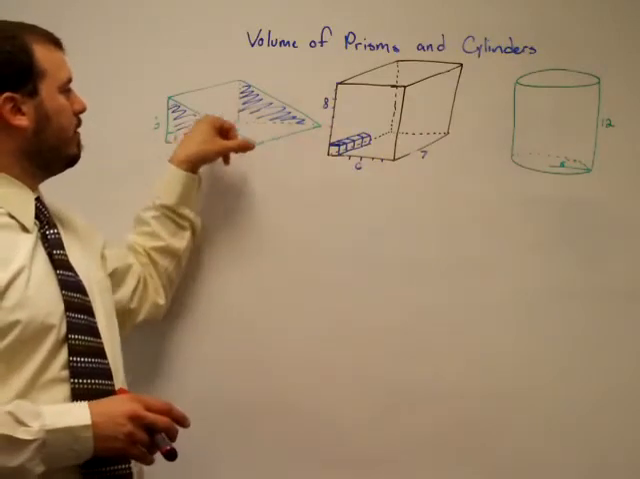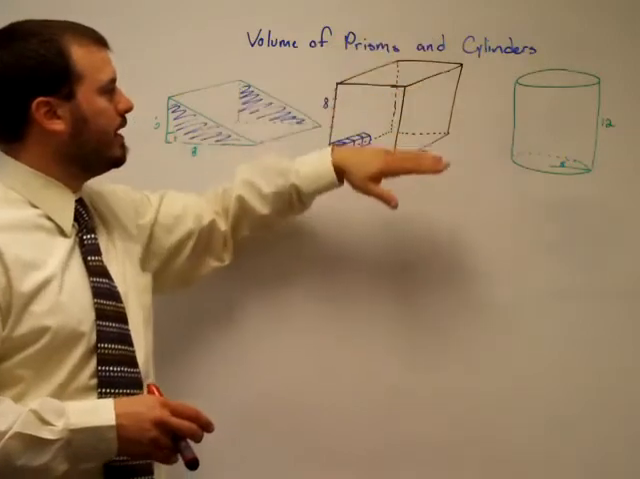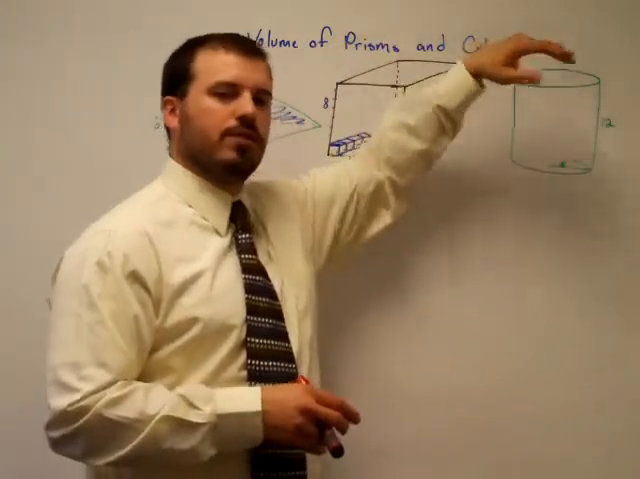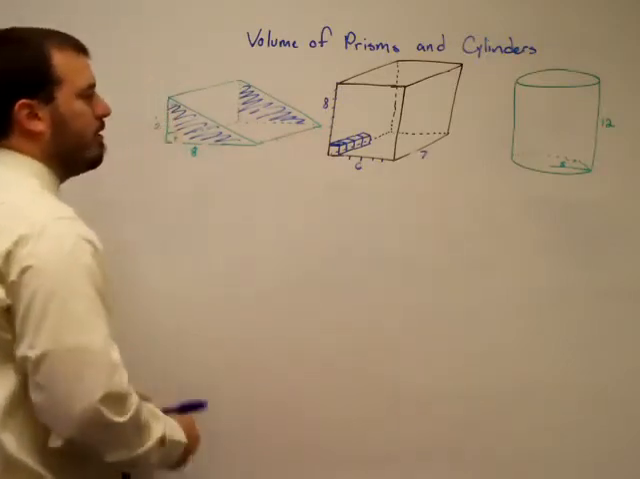Here we have the triangles, parallel and congruent. Here we have our 6x7 bottom and our 6x7 top. And here we have the two circles. So it's still the same idea. We'll start with this one since it's the most basic of the problems.